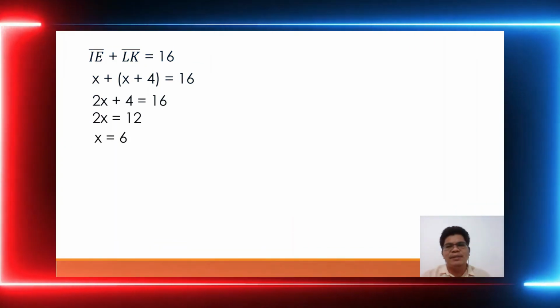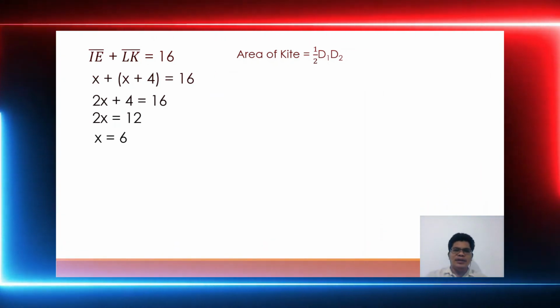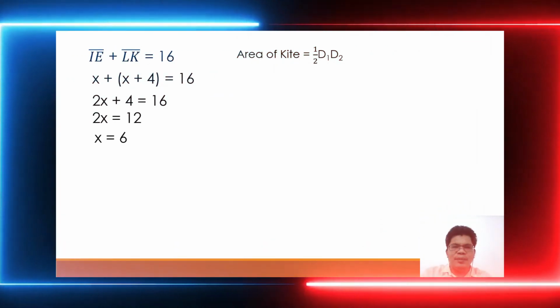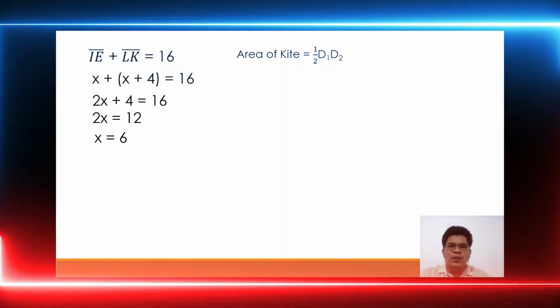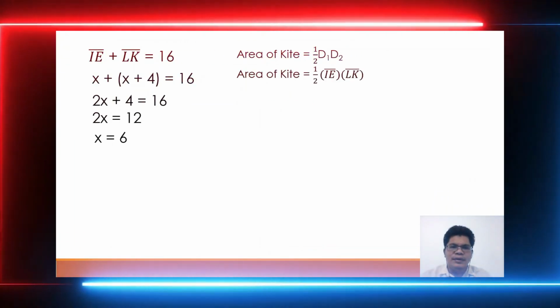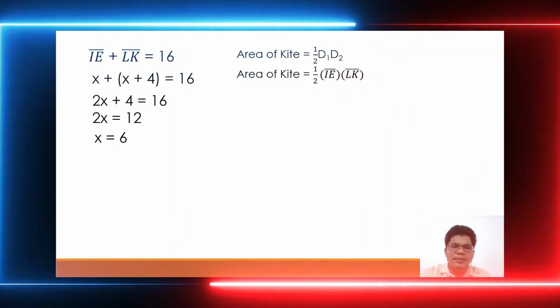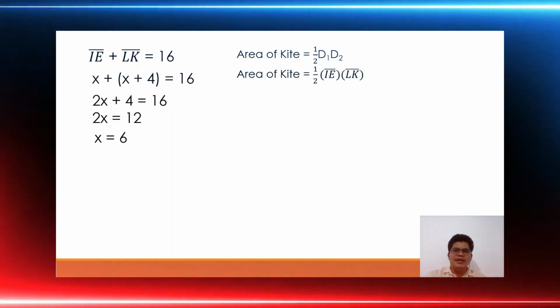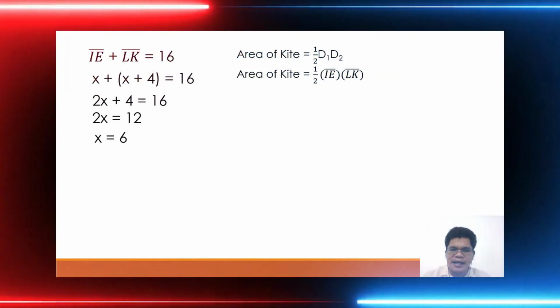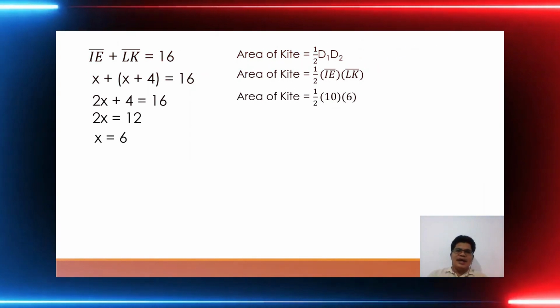But the problem is about the diagonals. So the area of a kite equals 1/2 times the product of the diagonals. So 1/2 times d sub 1 times d sub 2. By substitution, area of a kite equals 1/2 times segment IE times segment LK. Area of a kite equals 1/2 times 10 times 6.